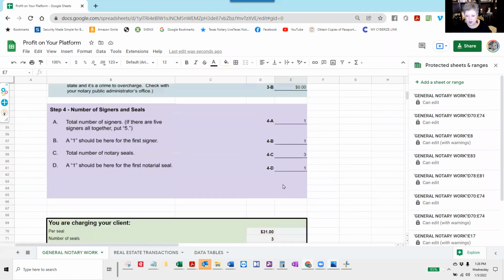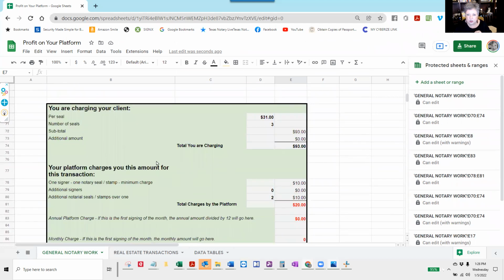So once I get all that set up, I scroll down here to the green area and I can see $31 per seal. And that's usually what I charge. I started out giving a little discount, but I've learned it's not probably good business to do that unless it's a client you do something for nearly every day.